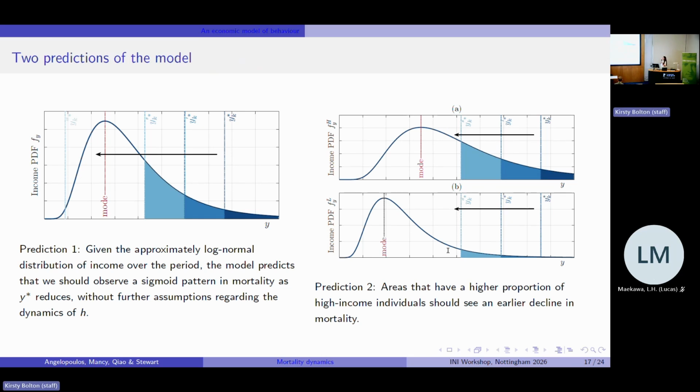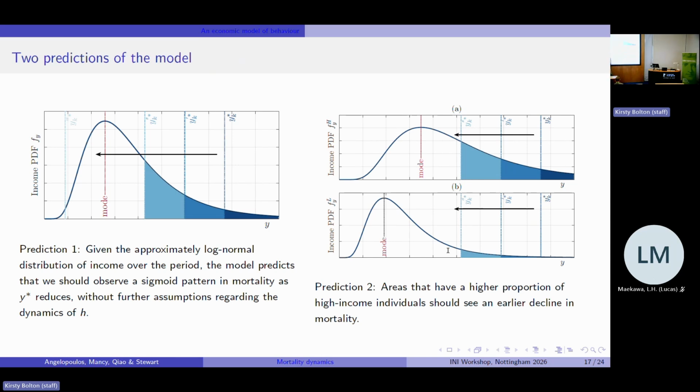There are two predictions of the model in general that we can derive analytically. And they're basically what we cared about in the first. So prediction 1, given the approximately log normal distribution of income over the period, so this shape here, which is quite classic for income, the model predicts that we should observe a sigmoid pattern in mortality as Y star reduces, without further assumptions regarding how the health improving technology actually works.